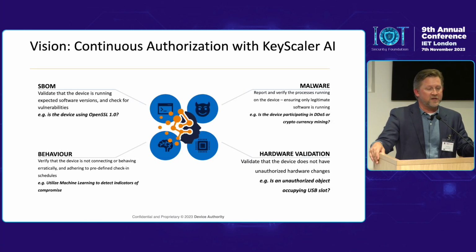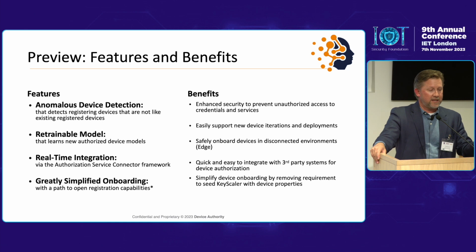That's going to help us realize this vision of providing continuous assurance to all IoT devices by leveraging the SBOM, looking at device behaviors, predicting where malware might intrude into the device, and always be checking the hardware to make sure it's a valid, known good device. And in our first version, the preview that we're releasing today, four key features will be available, and we have a demo to show you. Not here. One is anomalous device detection, so it gives you the ability to see where devices are not behaving how they should and take automated corrective actions on them.